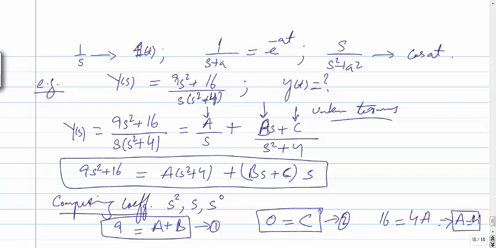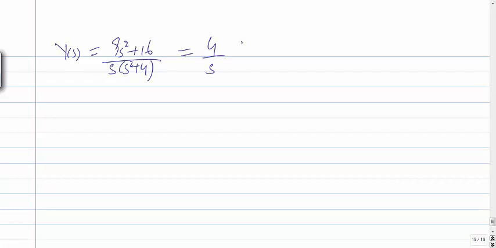Now if we put this 4 in equation 1, b becomes 5. This is the way we calculate the partial fraction. When we do that, Y of s, 9s square plus 16 divided by s into s square plus 4, becomes 4 divided by s plus 5s divided by s square plus 4.